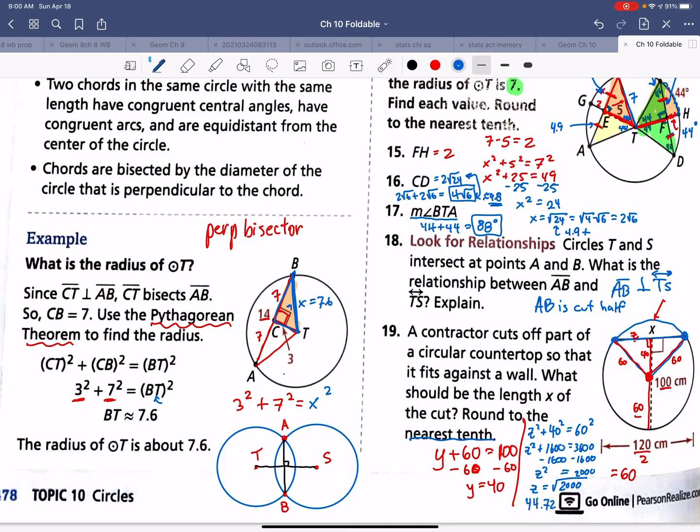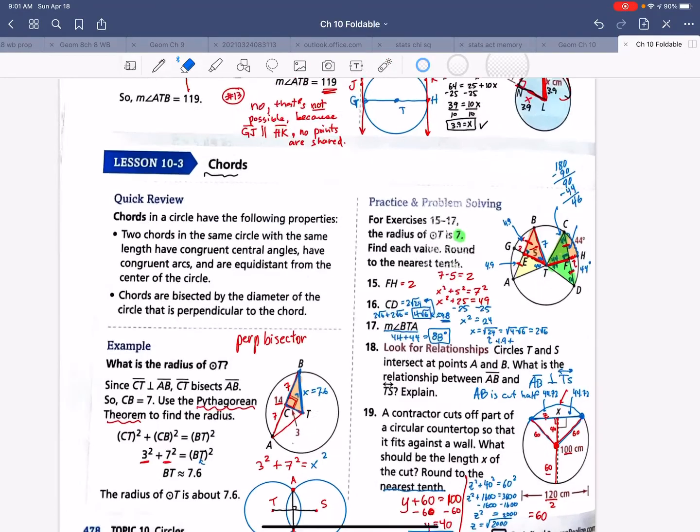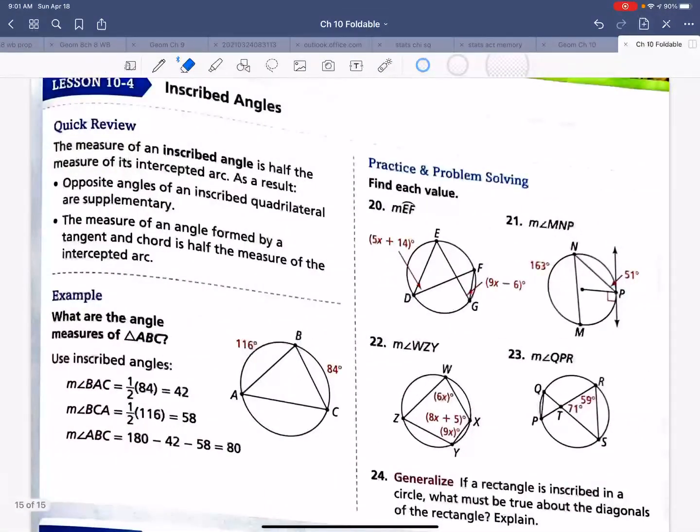44.72. So we have this is equal to 44.72, and this is another 44.72 because those are congruent. So X is equal to 2 times 44.72, right? So I'm going to do 89.4 because I'm going to round to the nearest tenth. Now let's see if that makes sense. If this is 100, does that make sense that that's 80, 90 something? I think that sounds pretty reasonable. So section 10.3 done.